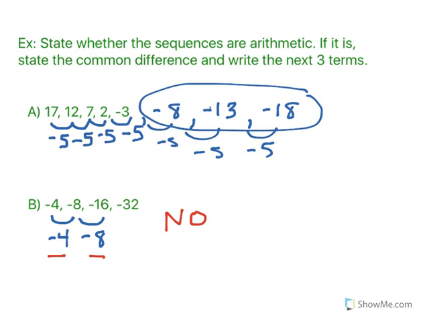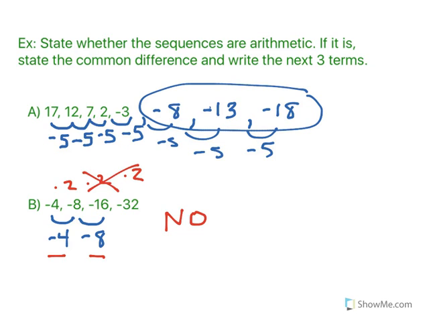A lot of kids get this confused and they say, oh, well, negative 4 times 2 is negative 8. Negative 8 times 2 is negative 16. And then negative 16 times 2 is negative 32. Oh, that's got to be... No.